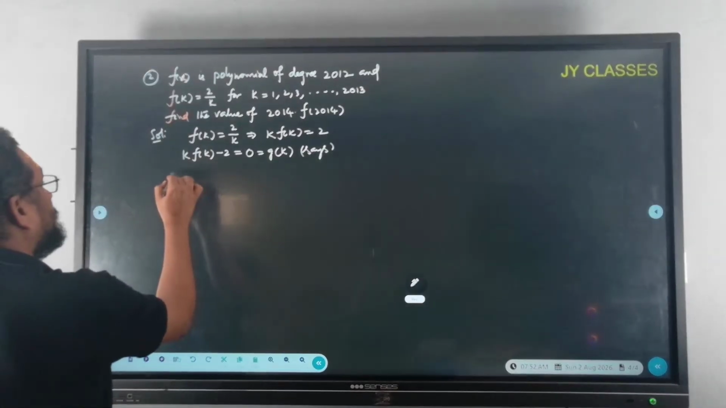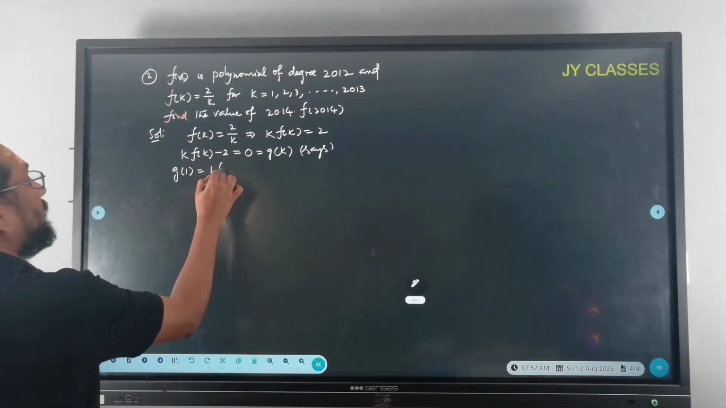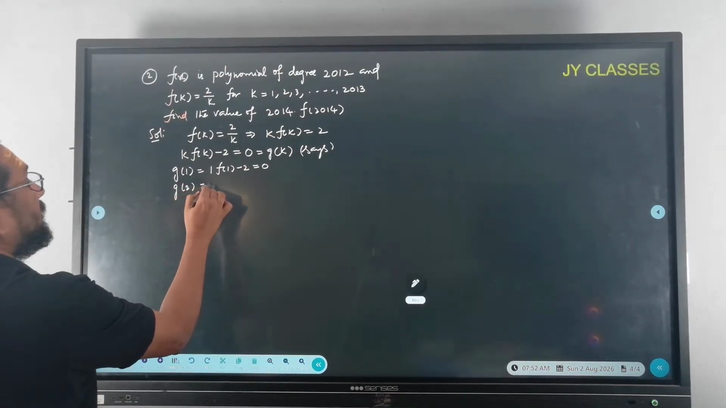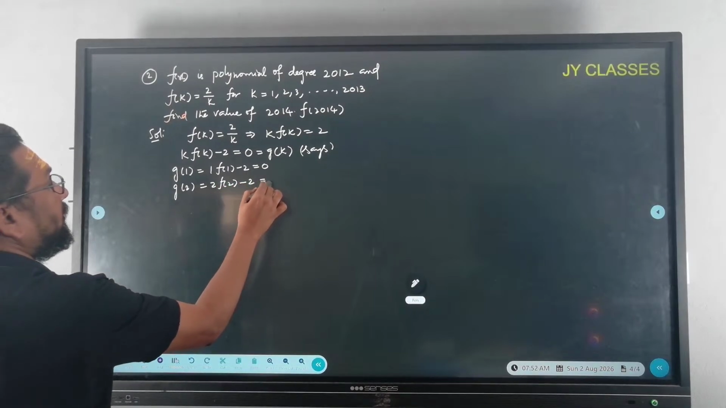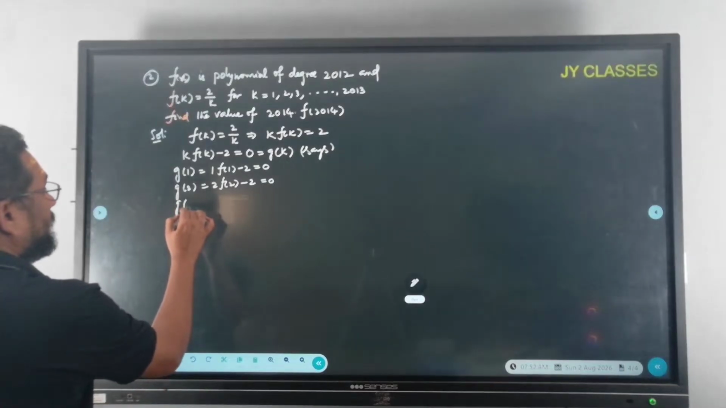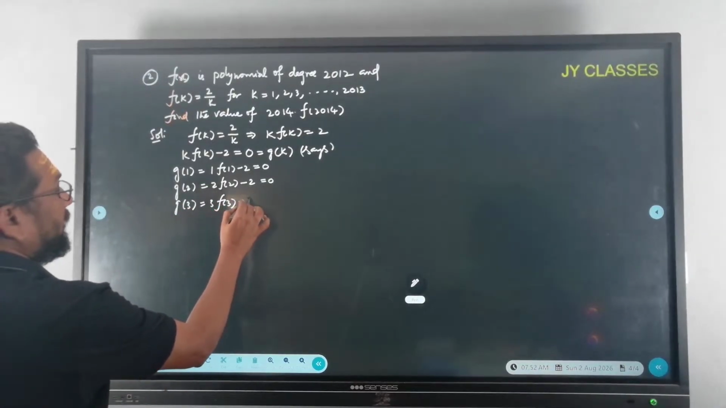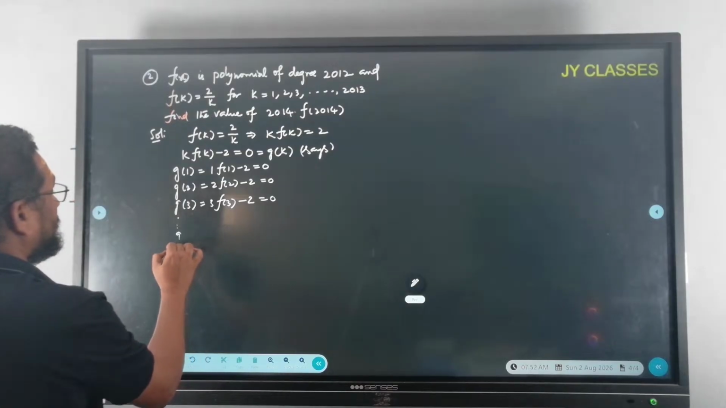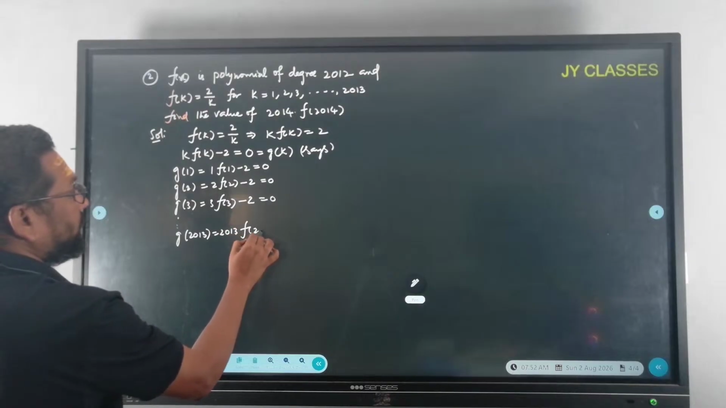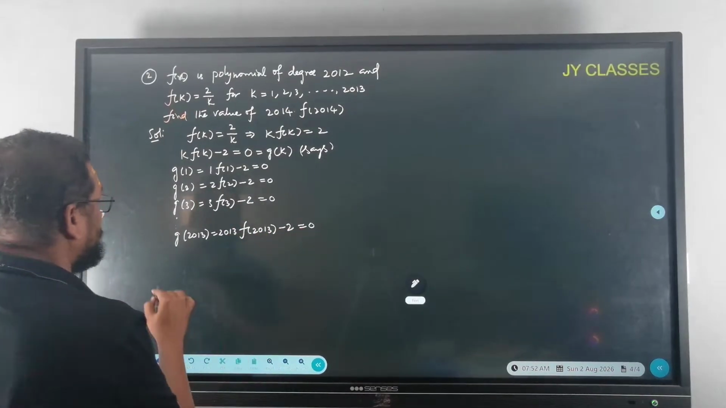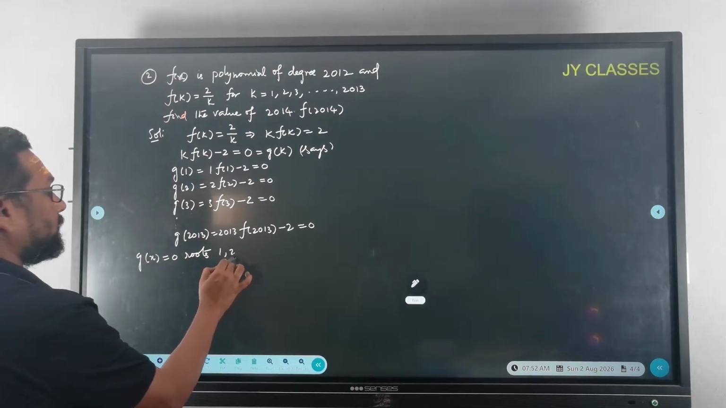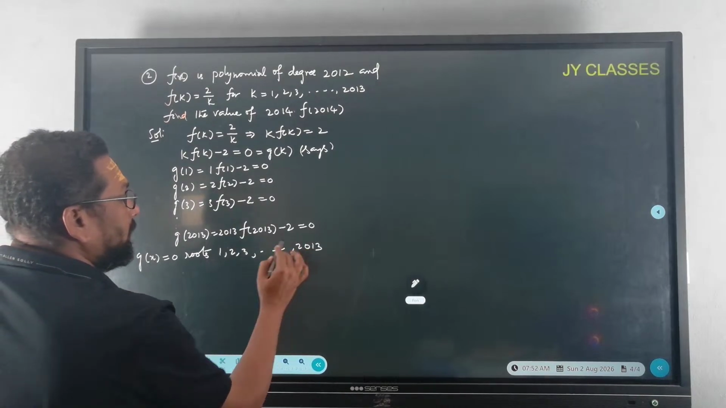Now g of 1 is equal to 1 f of 1 minus 2 equal to 0. g of 2 is equal to 2 f of 2 minus 2 equal to 0. Listen carefully. g of 3 is equal to 3 f of 3 minus 2 equal to 0, and so on. g of 2013 is equal to 2013 f of 2013 minus 2 is equal to 0. So g of x is equal to 0 with roots 1, 2, 3 and so on up to 2013.